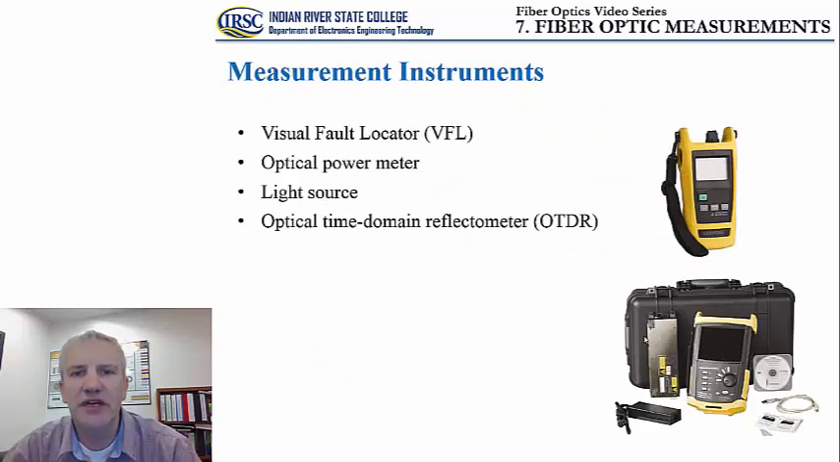What kinds of measurement instruments are used in fiber optic measurements is shown here on this slide. As already mentioned, there are different levels of fiber optic testing. We may use a visual fault locator, or so-called VFL, very often. An optical power meter with a light source is used for basic power loss measurements. And finally, a more comprehensive measurement using an OTDR, or optical time domain reflectometer, is a very popular type of measurement that is used by almost every professional fiber optic technician that is working in this field.